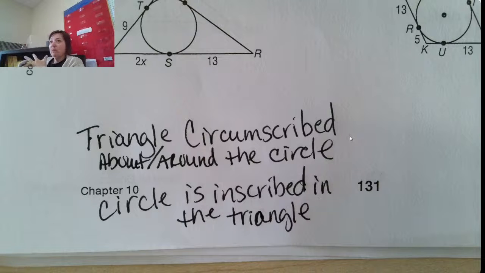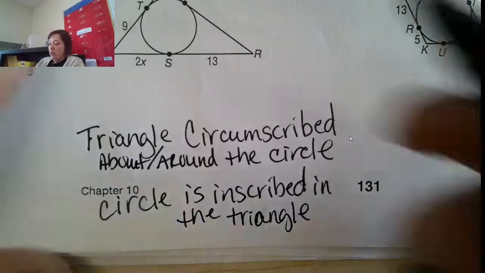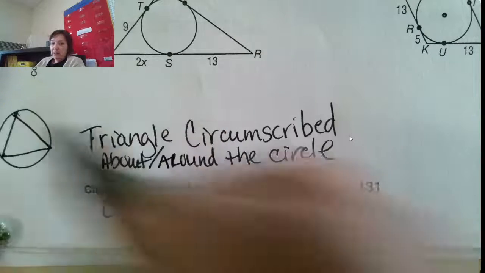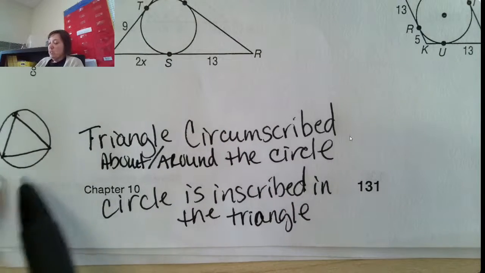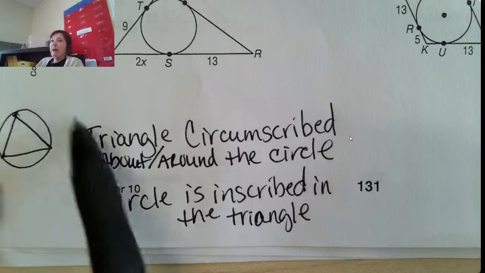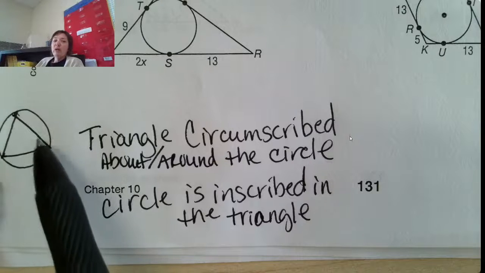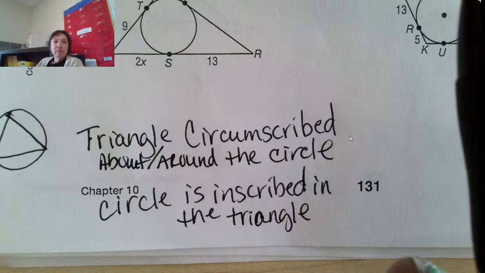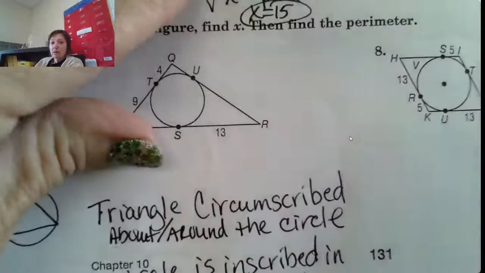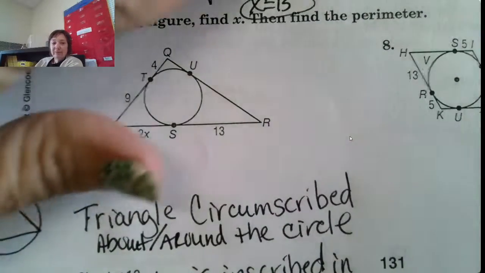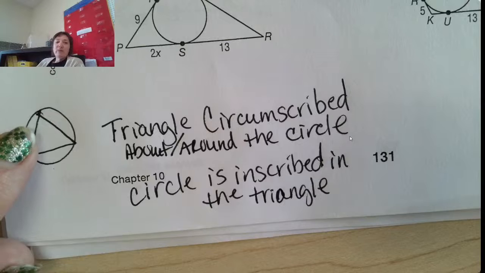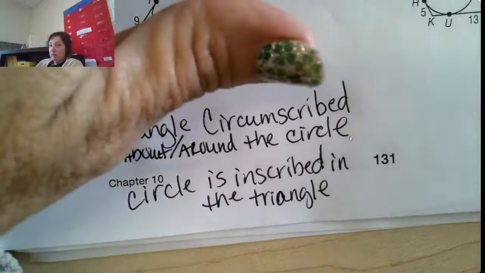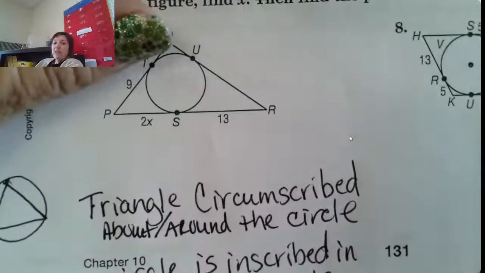Y'all see what I'm saying? And it could go either way. Like we could have a circle with a triangle inside it, right? And this would be the circle is circumscribed about the triangle, or the triangle is inscribed in the circle. Y'all see what I mean? Okay? You just drew the exact opposite picture. You good? Yeah.